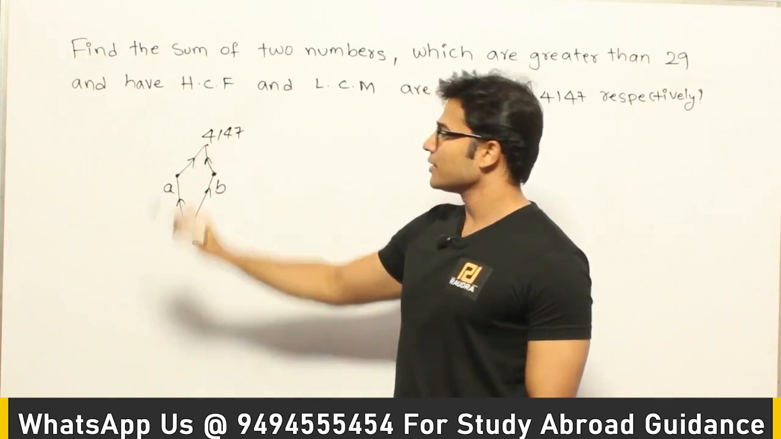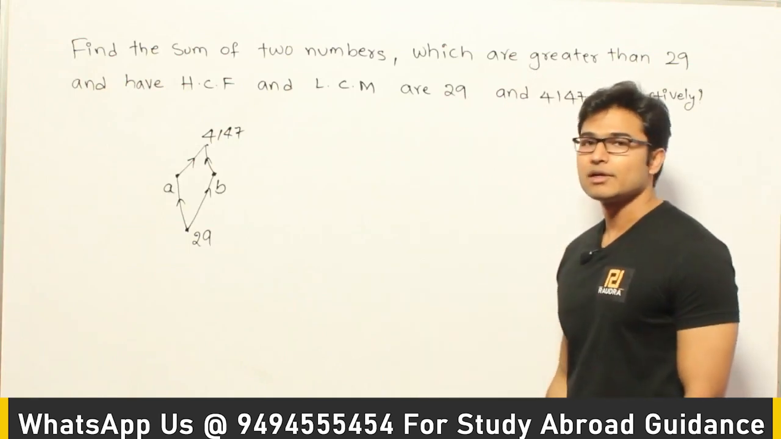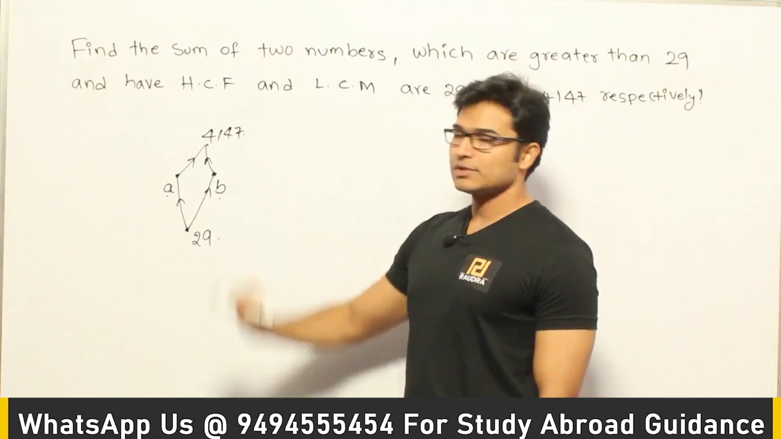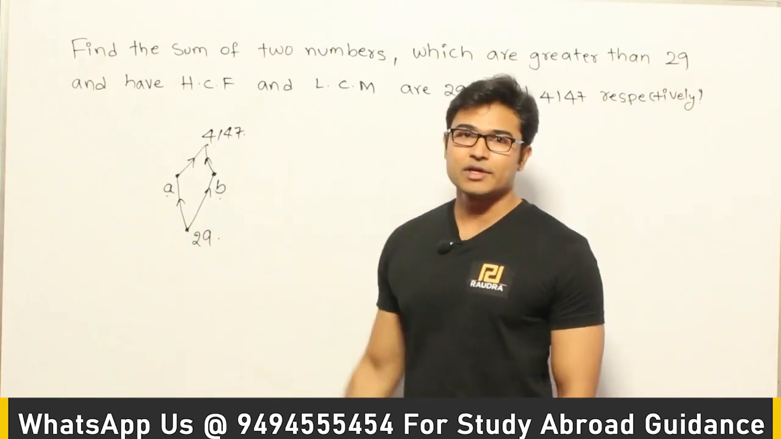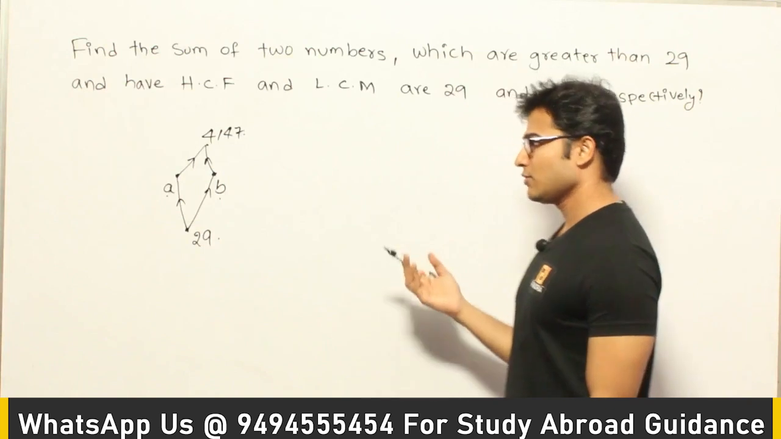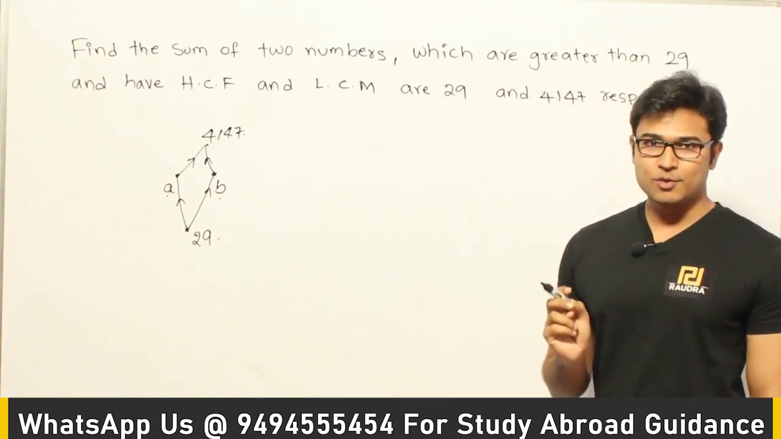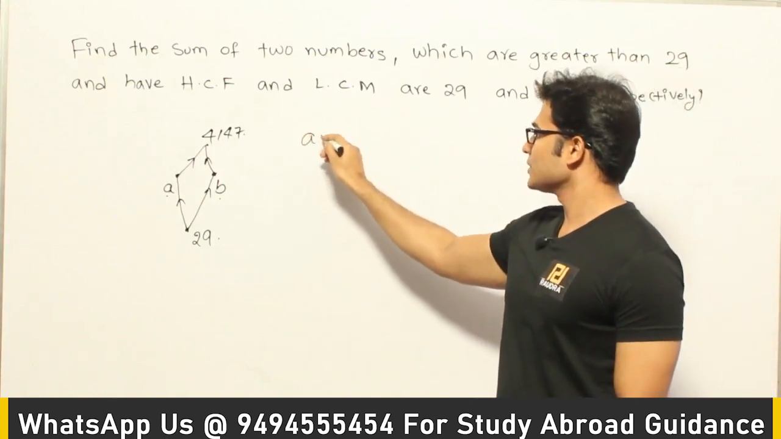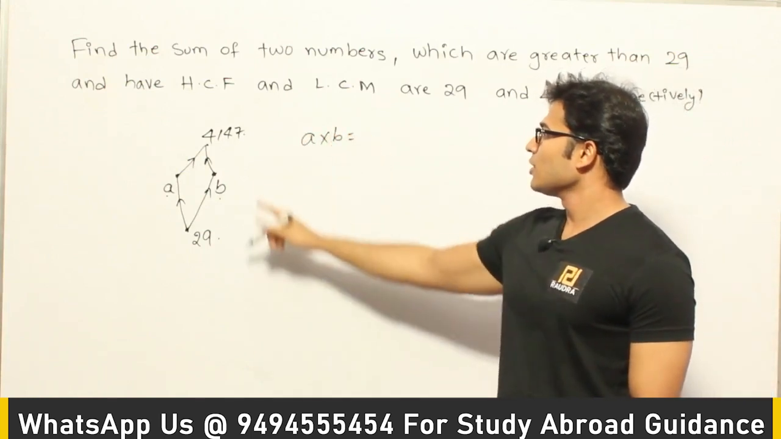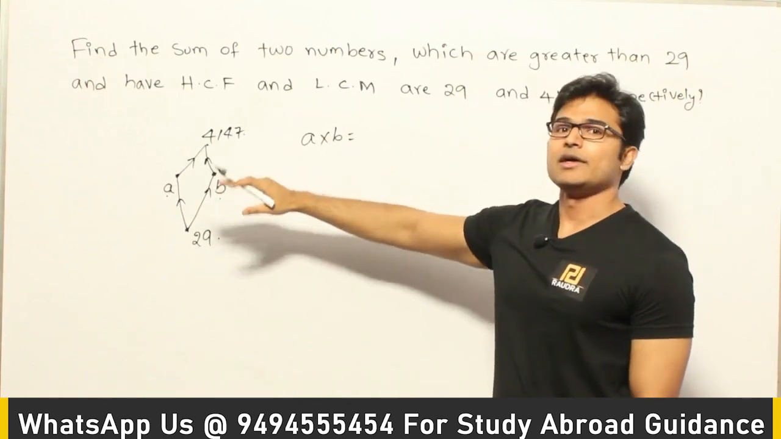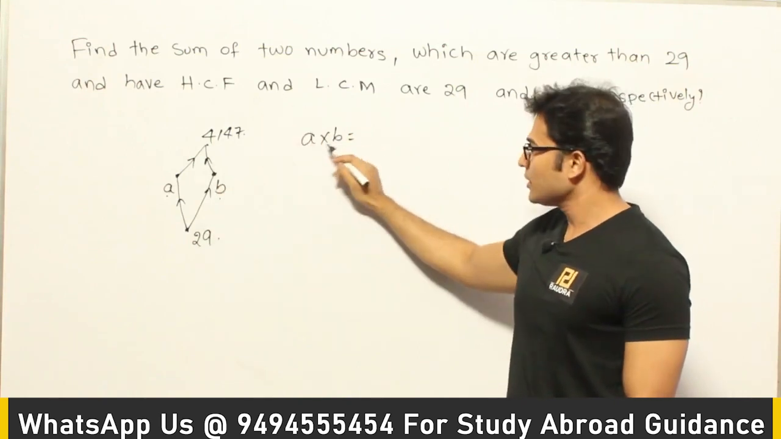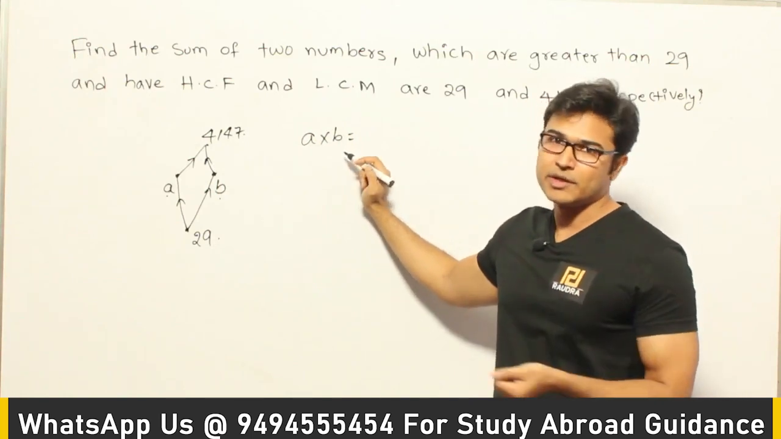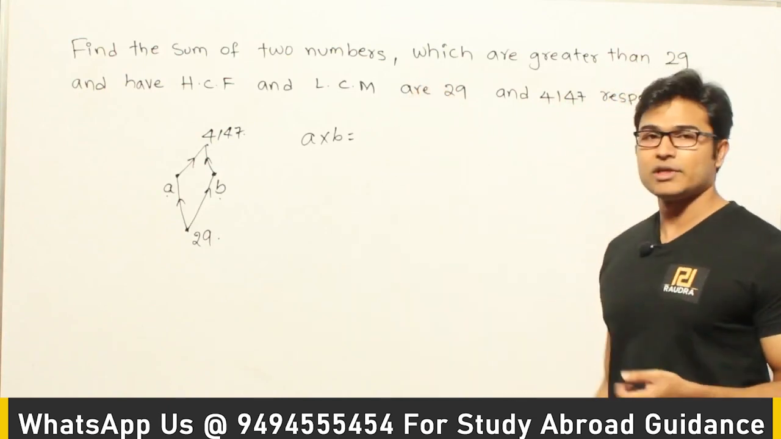These two numbers divide it. And also we have one more property, that the product of the two numbers will be equal to LCM into GCD, right? And one more thing, this property is applicable only when there are two numbers. So the product of two numbers A into B will be equal to the product of the HCF and LCM. If you take three numbers, you cannot apply that property. But since only two numbers are given here, you can apply that.